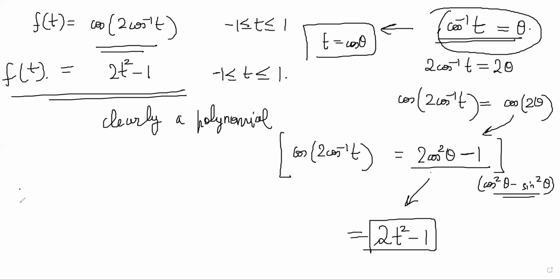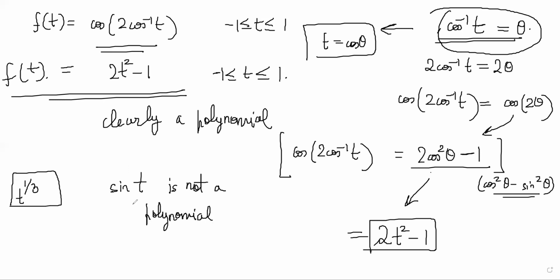However, an example where it is not a polynomial is t power 1 by 3. This is not a polynomial because the powers have to be integers, and here you have a fractional power, right? Also, sine t is not a polynomial because there is no way to express it directly as a sum of powers with integer coefficients. So I hope that is a little clear. What we will do is go a little deeper here and do a few more examples of polynomials.